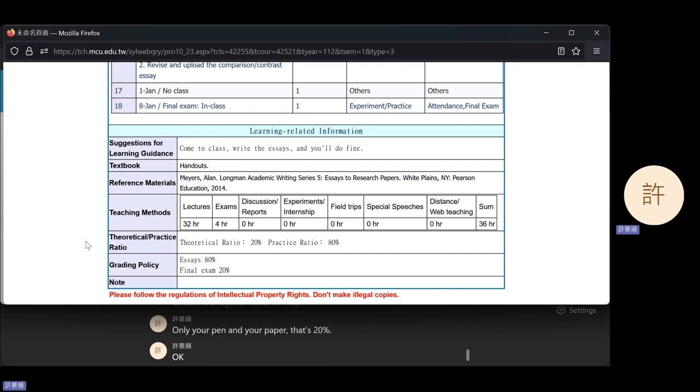Okay, so now you're thinking, wait, what about the midterm? The midterm will be your first essay. That will be your midterm scoring.